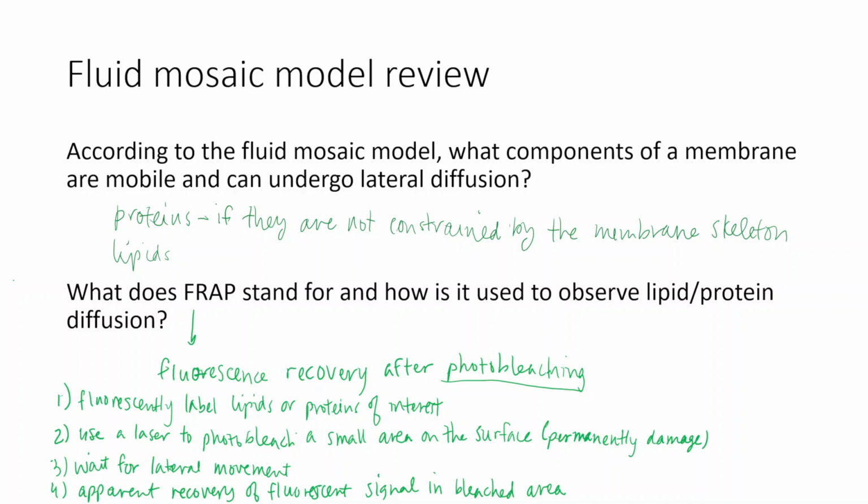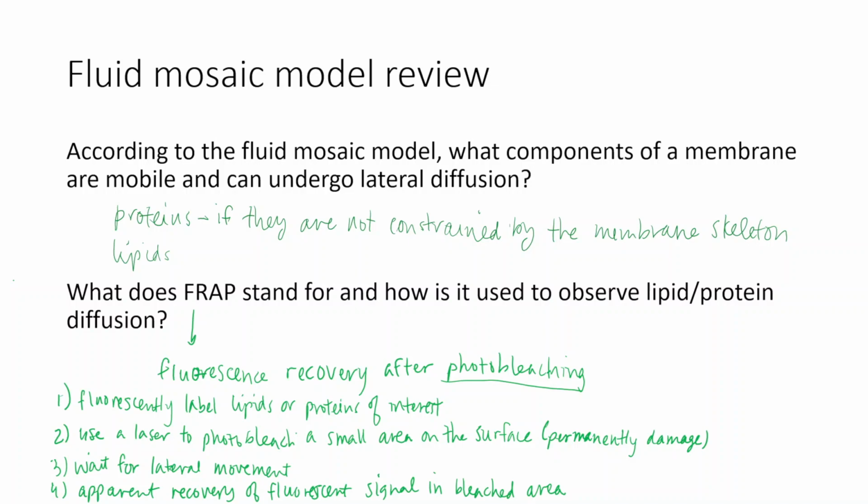So those are essentially the 4 steps. You label what you want to study, you damage one area with a laser, you wait, and then you look and see if anything moved into that area that you damaged. And so why is this a useful technique? What can it tell us? Yeah, exactly. So it can tell you how fast particular proteins or lipids are diffusing.